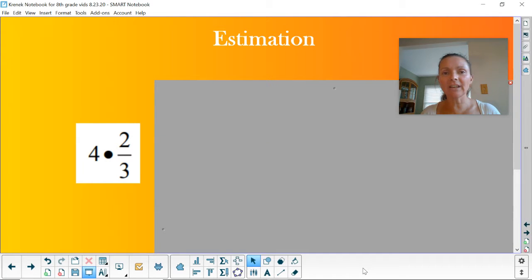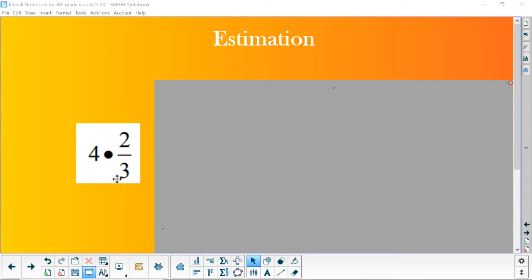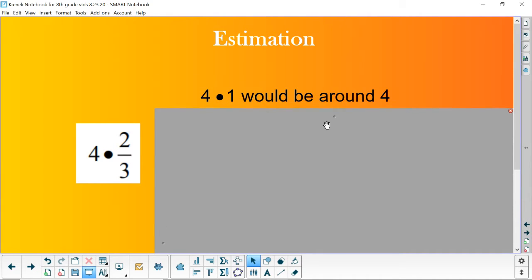Hi, we're going to take a look at estimating while we're multiplying fractions. It really helps us guide our answers. So let's go ahead and take a look at this problem. 4 multiplied by 2/3. Remember, 4 multiplied by 2/3 is the same thing as saying you want 4 of them. So we're going to estimate first.